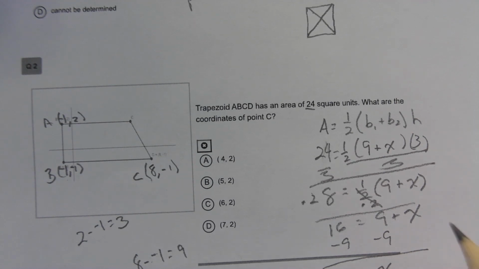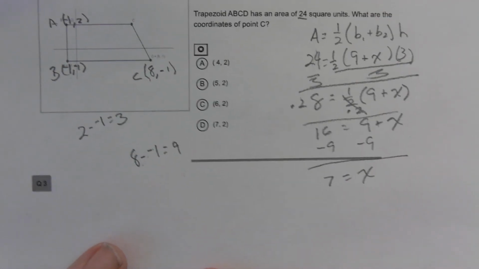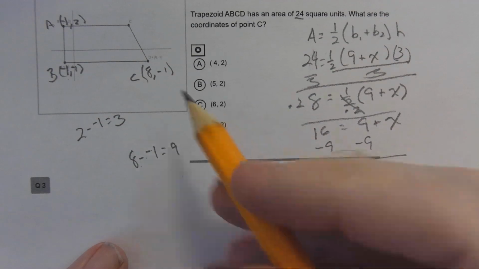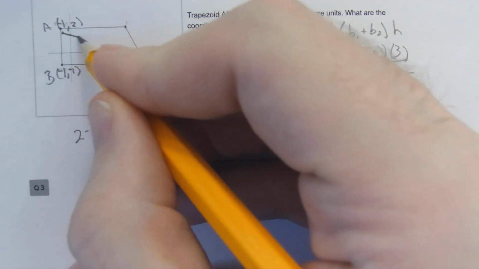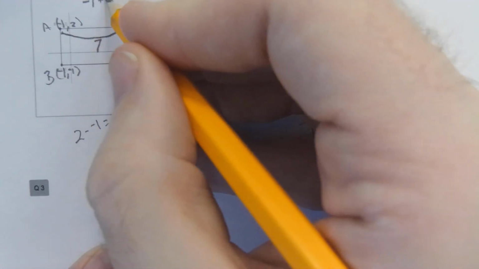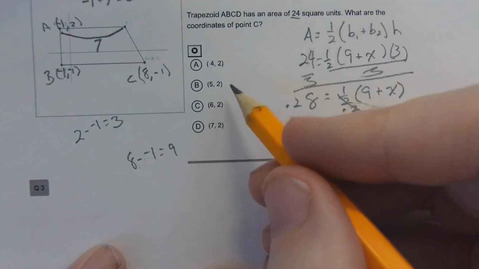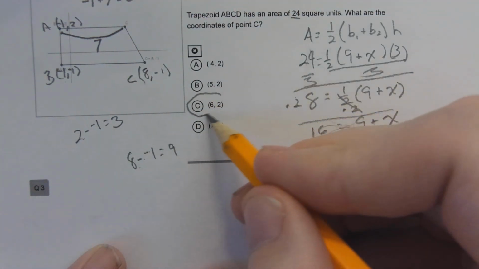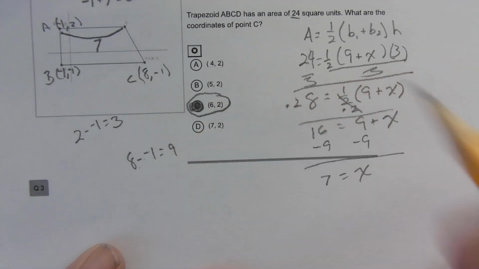Now, we are not done. Sorry, I'm off the screen. That's my fault. We are not done because that means this distance is 7. So we do -1 plus 7 and get 6. So the answer is C, 6, -1.